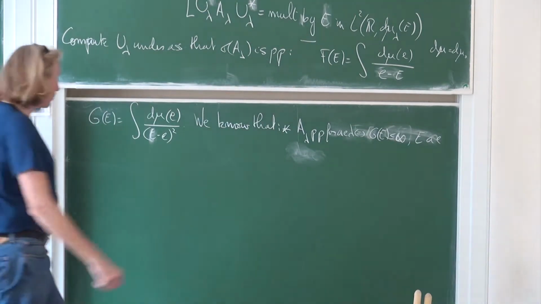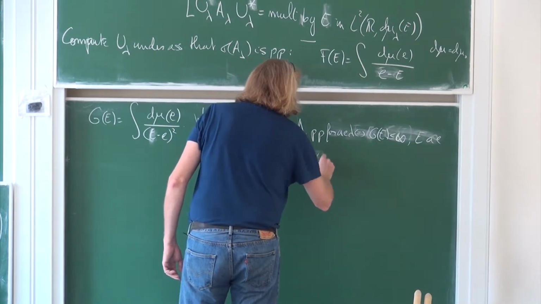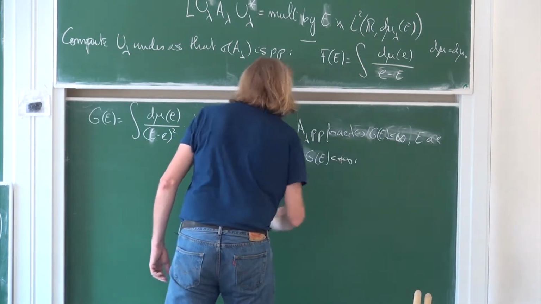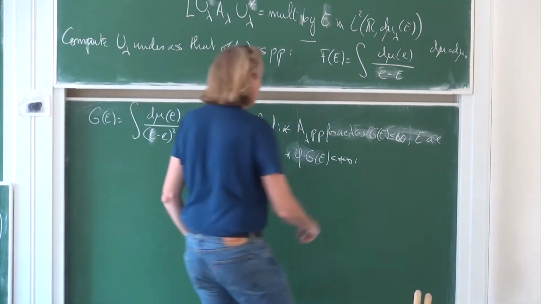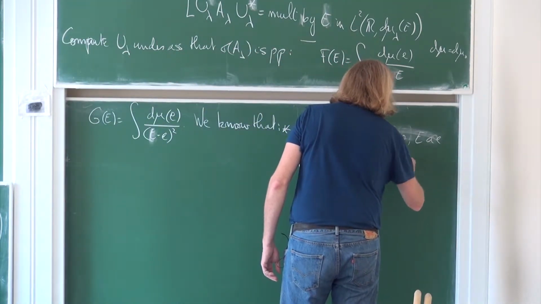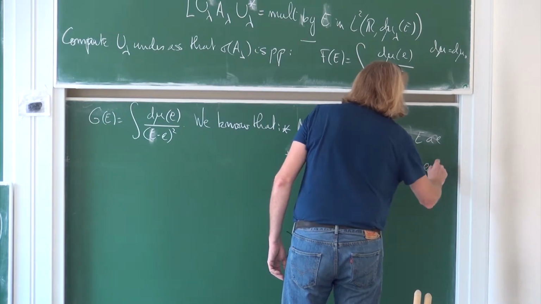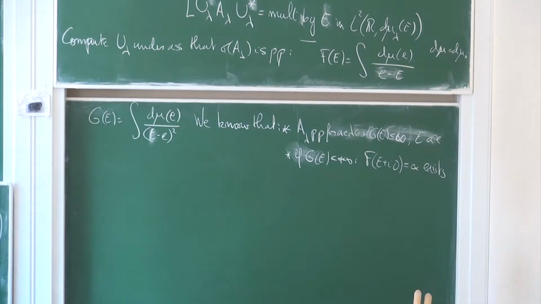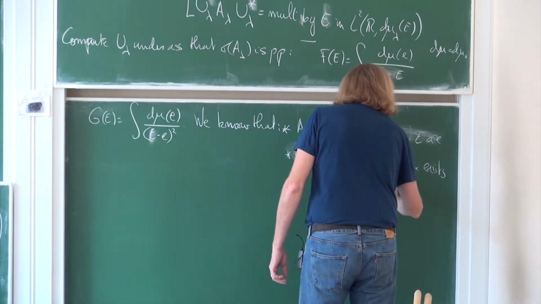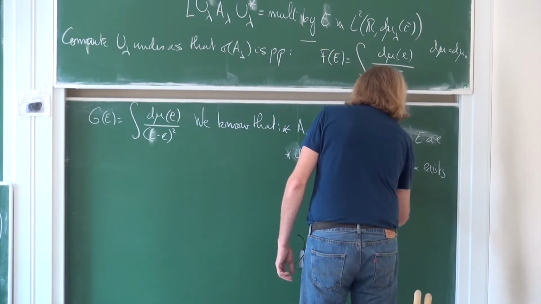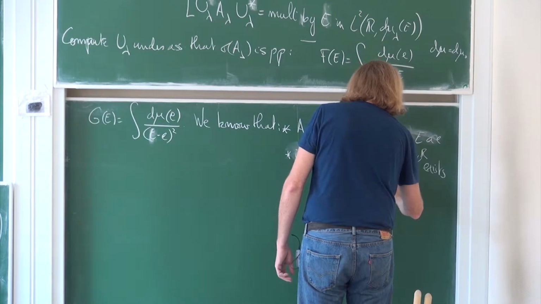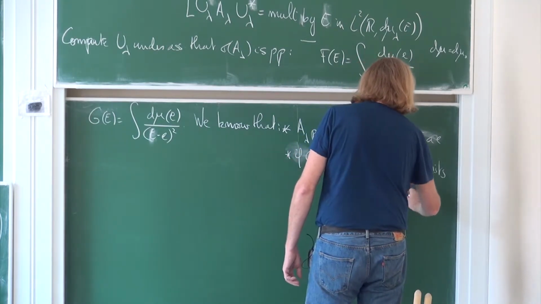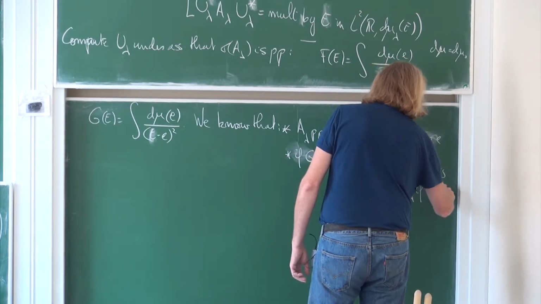And if G of E is finite, then we know that the limit f of E plus i0 is alpha exists. This limit exists, it is real, and E is an eigenvalue of A lambda if alpha equals minus 1 over lambda.